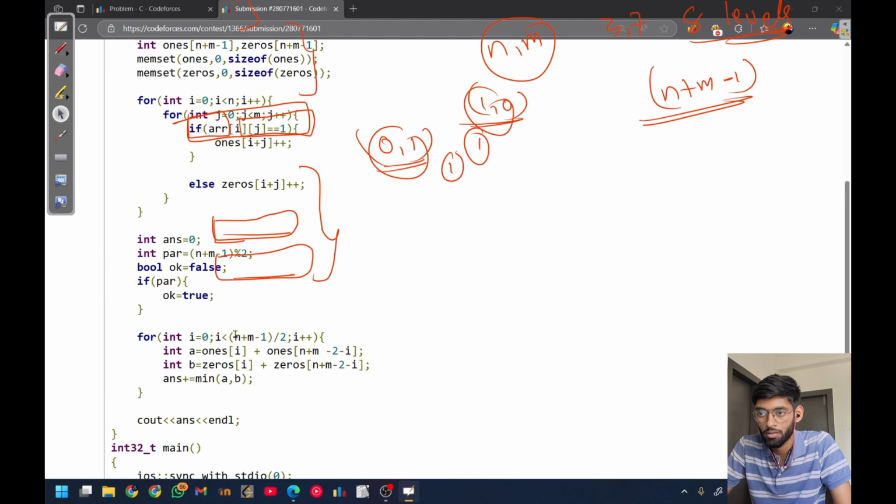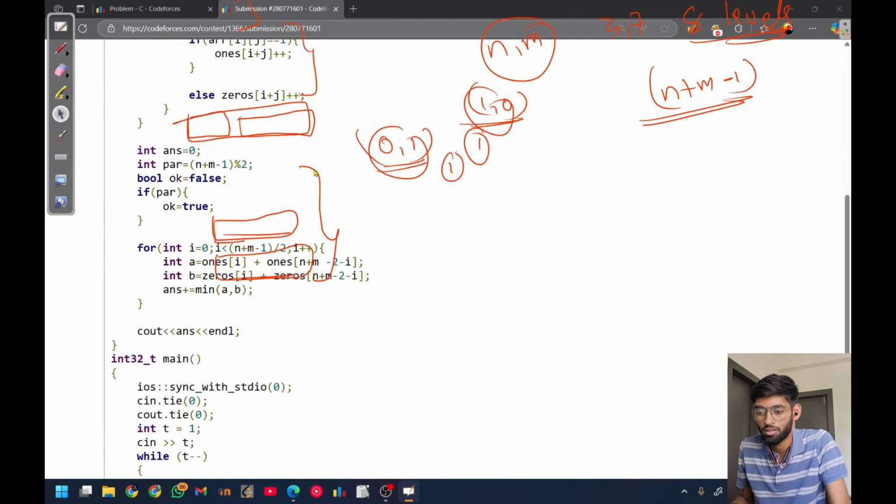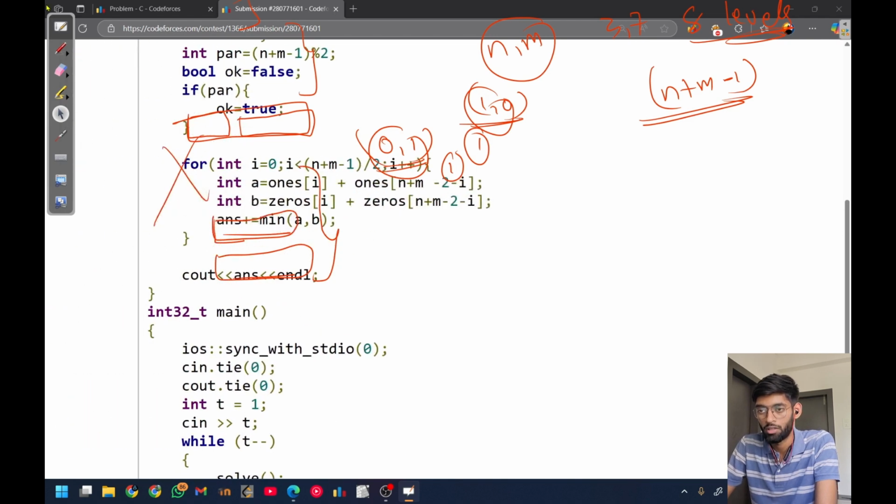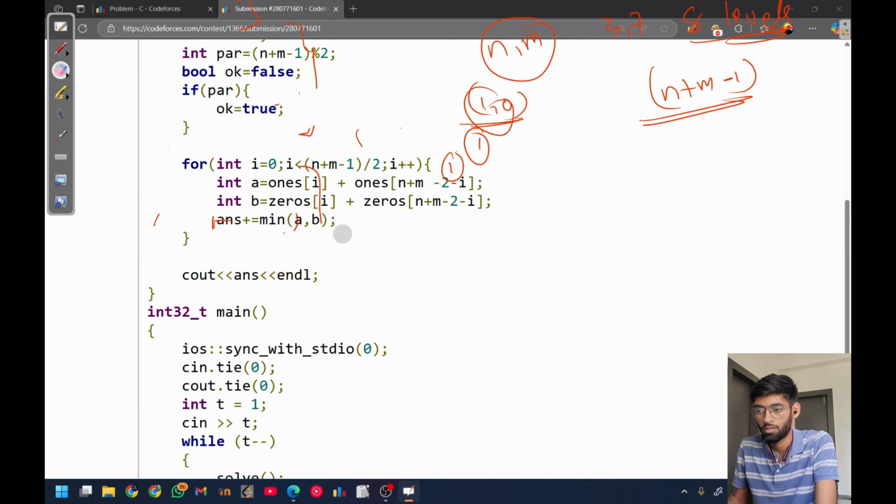Now let us go on this side. This is of no use. At the time of writing the code, I was just thinking of some other logic, that's why. Okay, now let us erase these things.